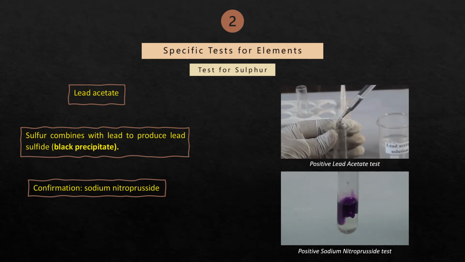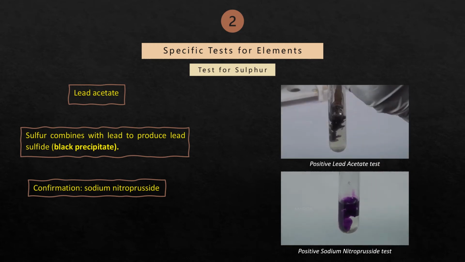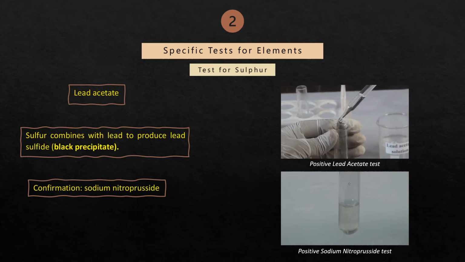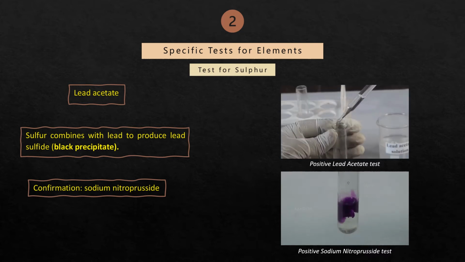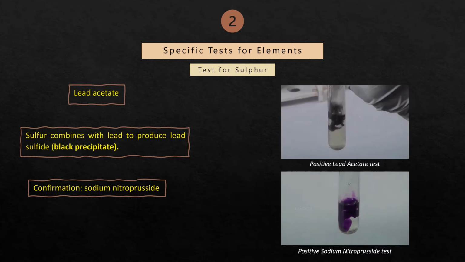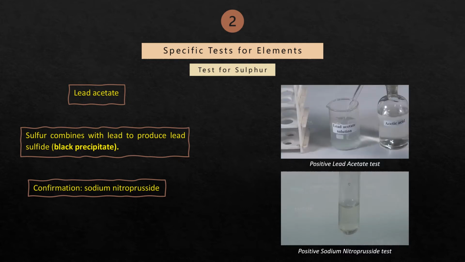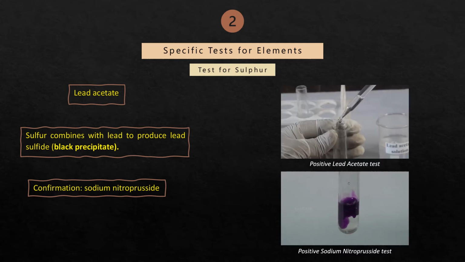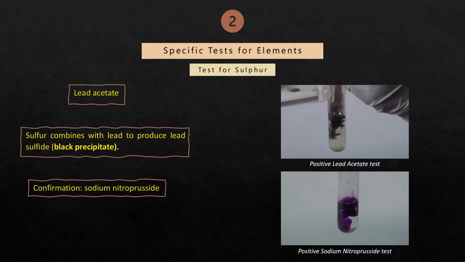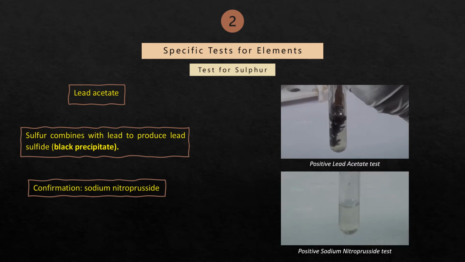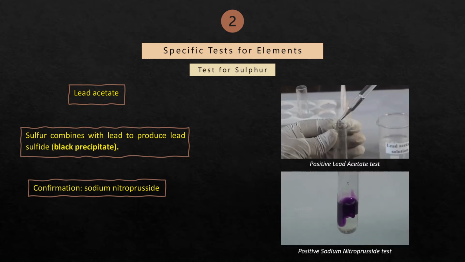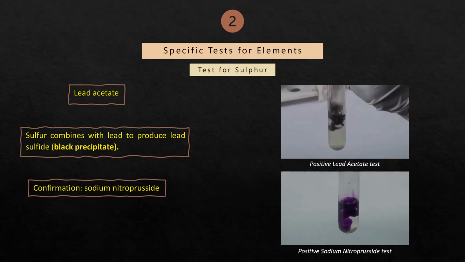The element sulfur is tested using lead acetate. Sulfur combines with lead to produce lead sulfide, which comes out as a black precipitate. As a confirmation, sodium nitroprusside may also be used to detect the presence of sulfur. For the lead acetate test, a formation of a black precipitate is a positive indication of the presence of sulfur, while for the sodium nitroprusside test, a deep blue-violet color is a positive indication of the presence of sulfur.